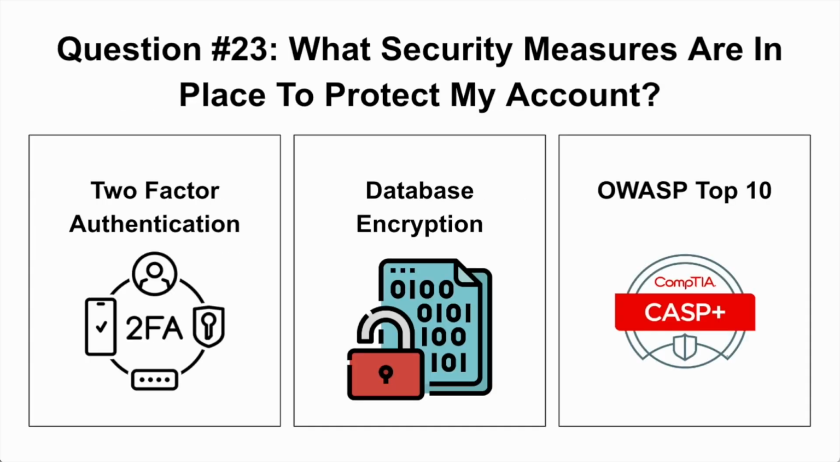Question number 23, what security measures are in place to protect my account? Well, first off, when you're logging in, we have 2-factor authentication so that you can verify with your mobile phone you are who you are, so that nobody else can get access to your options auto trader account. Next, we have database encryption. So we never store passwords. We do not store your passwords. We store access tokens that expire every 24 hours.